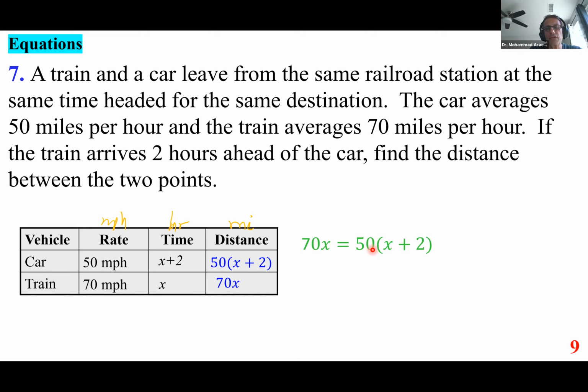50 times X is 50X, 50 times 2 is 100. Subtract 50X, you get 20X. And divide by 20, X is 5 hours.